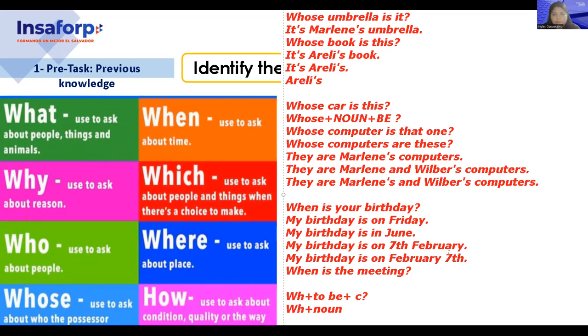My birthday is on February the 7th. Y cuando es escrito, se escribe así, como lo hemos puesto ahí. Pero cuando nosotros lo hablamos, vamos a decir, my birthday is on the 7th of February. Le voy a poner entre paréntesis lo que se dice hablado. My birthday is on the 7th of February. Y esta sería la forma como nosotros lo decimos acá, en español, ¿verdad?